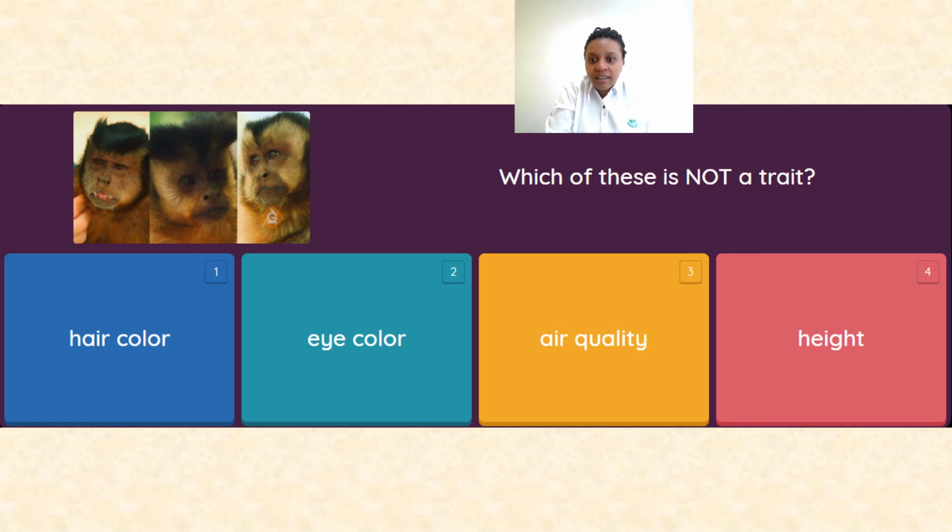Which of these is not a trait? Is it hair color? Hair color is a trait, okay? Is it eye color, air quality, or height? So which of these is not a trait? 3, 2, 1. Okay, so I would say air quality. So that is not a trait, not even a little.